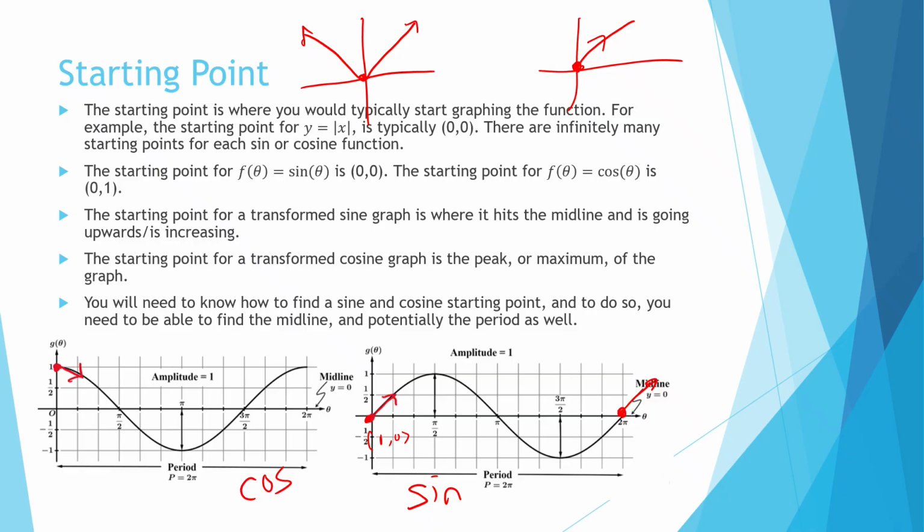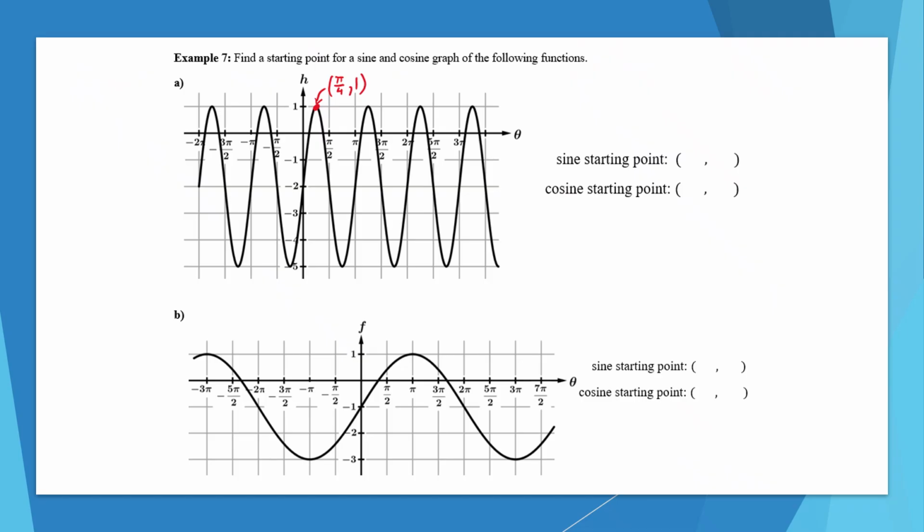For a cosine starting point, it's a little bit different. It's going to be at the peak or maximum going down. And so here it would be at 0, 1 would be our cosine starting point there. So you will need to be able to look at a graph and identify a sine and cosine starting point, as well with the midline and period and everything else that we've learned so far as well. So let's try example 7.